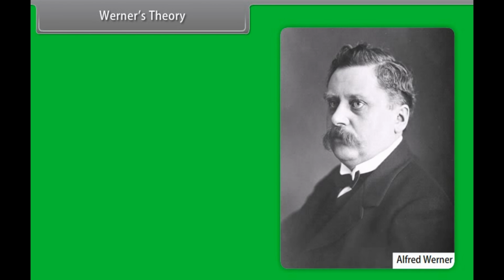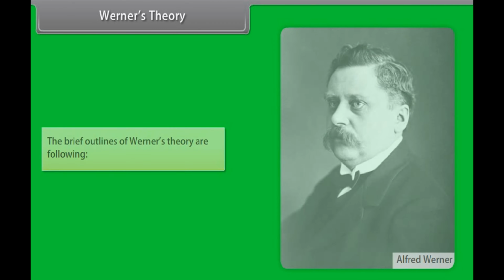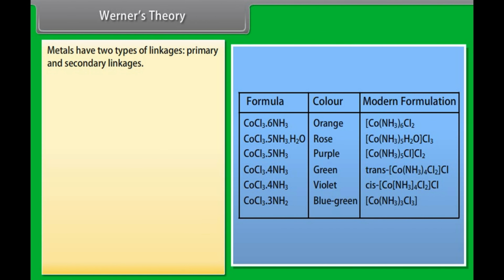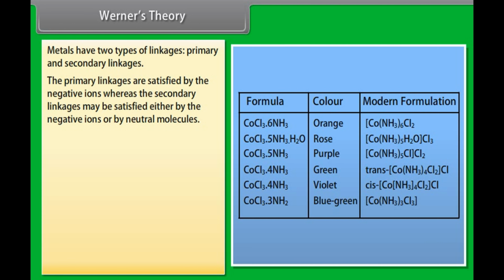Werner's theory. In 1893, Alfred Werner successfully explained the properties of coordination compounds in terms of their structure. The brief outlines of his theory are the following. Metals have two types of linkages, primary and secondary linkages. The primary linkages are satisfied by the negative ions, whereas the secondary linkages may be satisfied either by the negative ions or by neutral molecules.